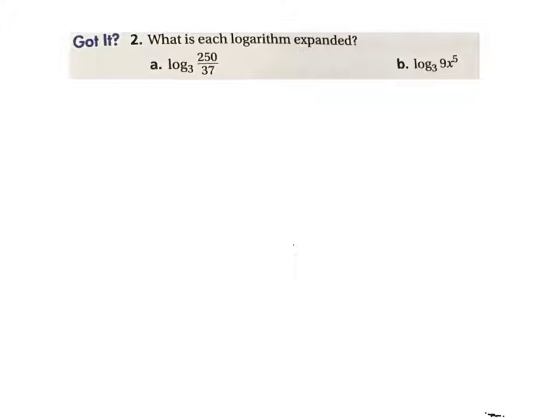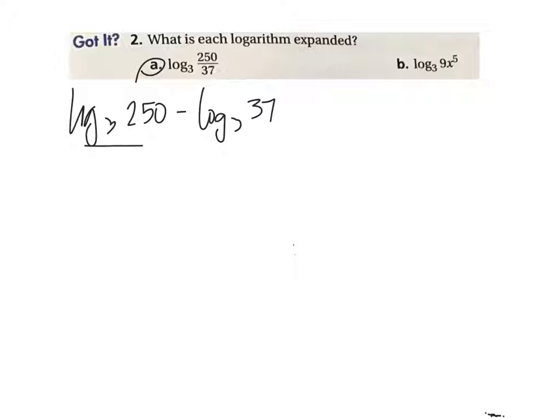And beginning with A, we know that we are looking at a fraction, so we're going to start with our quotient property. We can write that out as log base 3 of 250 minus log base 3 of 37. Looking at this, 37 is a prime number, so we're not going to mess with that term anymore. We're going to focus on the first term right here.